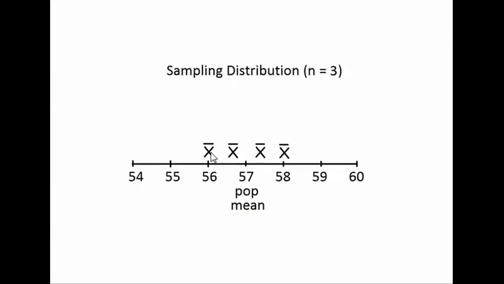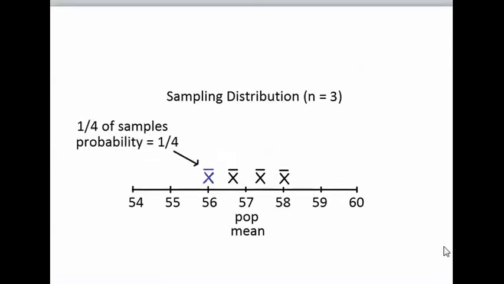In this graph, we can see the means of the 4 possible samples of 3 people that could be selected from the population. 1/4 of those possible samples have a sample mean that's below 56.67. That's why the probability of randomly selecting 3 people from the population and getting a sample mean below 56.67 is a 1/4 probability.